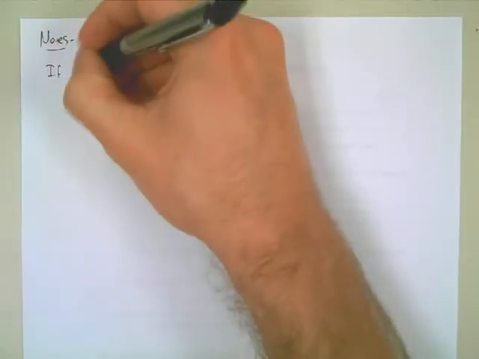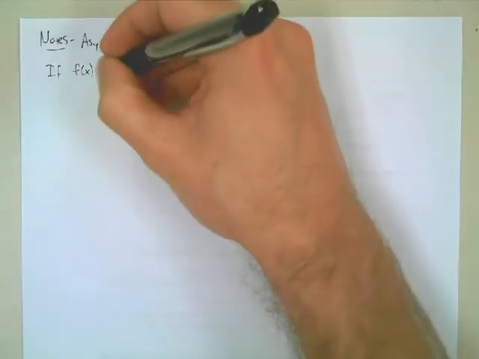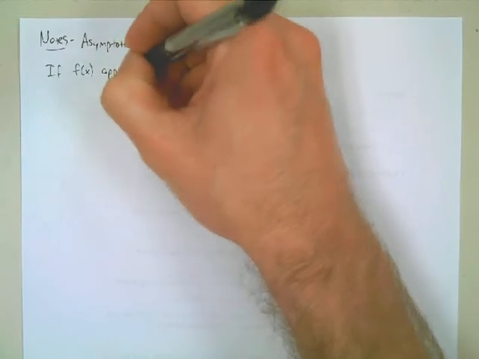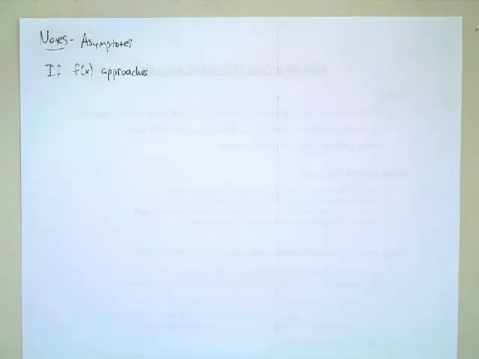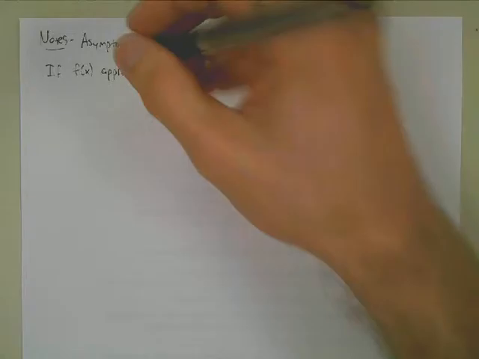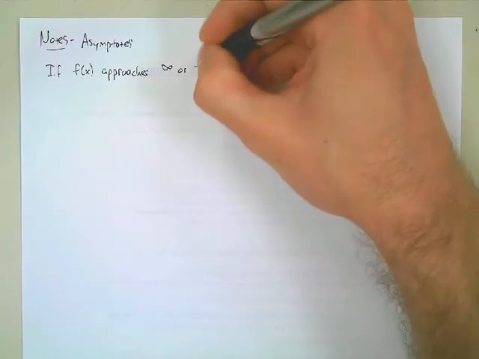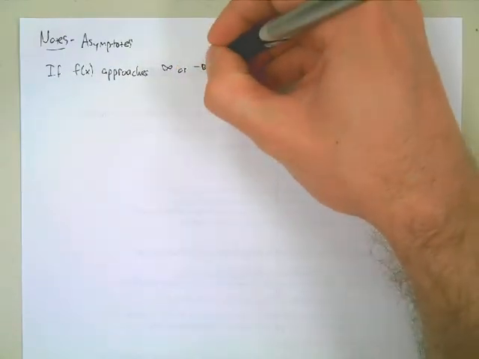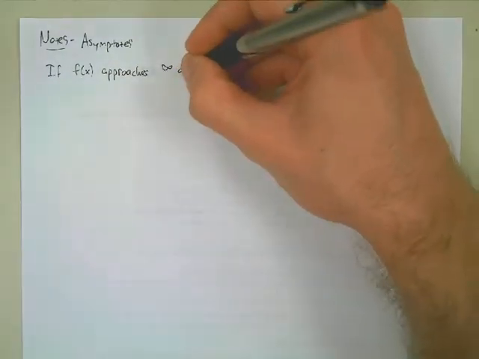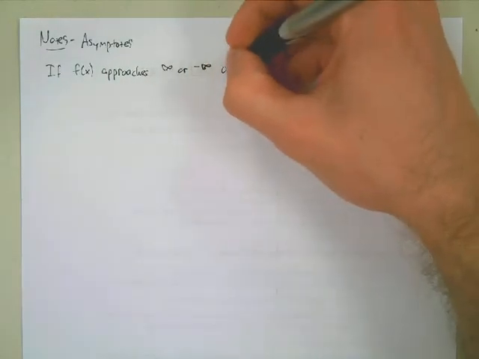Okay, so if f of x, this is kind of to finish off our notes from yesterday, I guess I'll say. Because we were talking about limits as x approaches c, they go to infinity or negative infinity. So if f of x approaches infinity or negative infinity, again, this is kind of finishing off our notes from yesterday, as x approaches c.